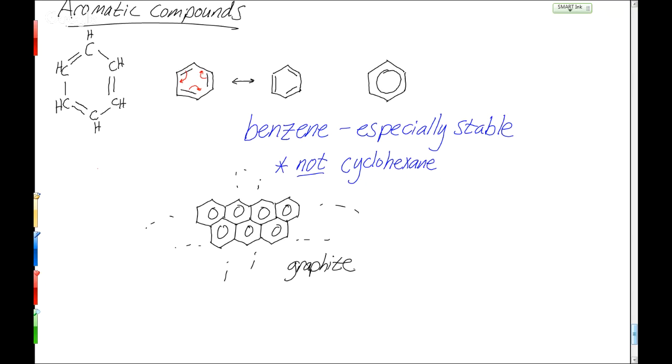So when you burn things, if we remember back to our chemical reactions chapter, when hydrocarbons get combusted, what happens to the carbon?